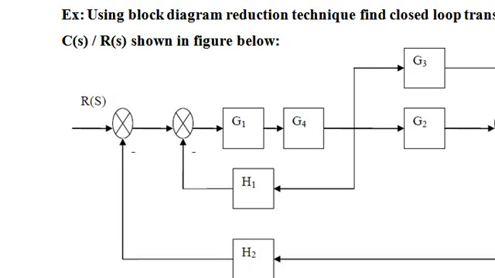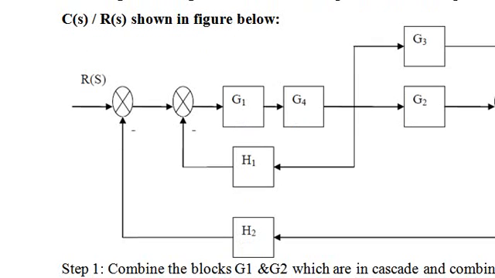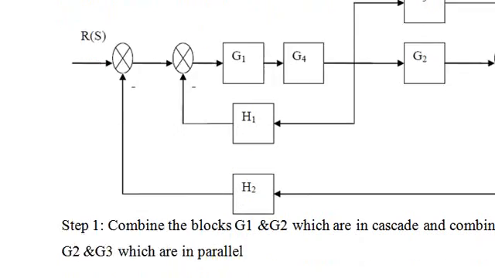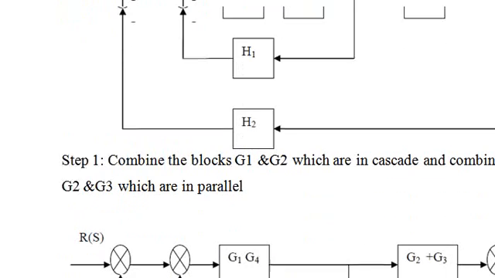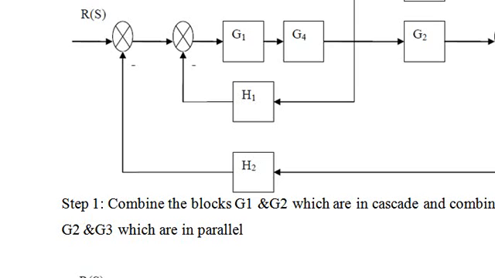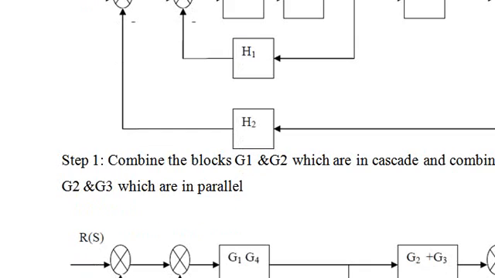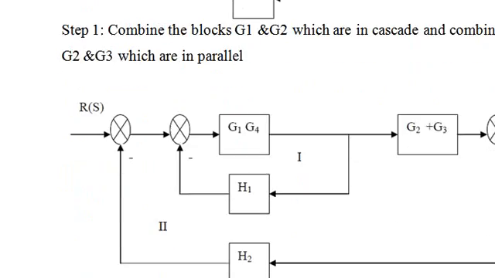After that, g2 and g3 here are a parallel combination, so we need to add these two. G2 plus g3 will have this summing point. From this summing point we get one block with gain g2 plus g3, but here we have a cascade, so we need to multiply these two gains as a single block. Now this makes a loop with h1 gain, so we need to eliminate this feedback loop.